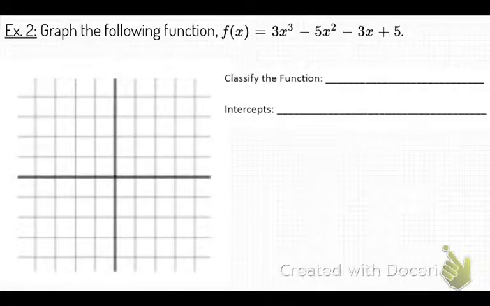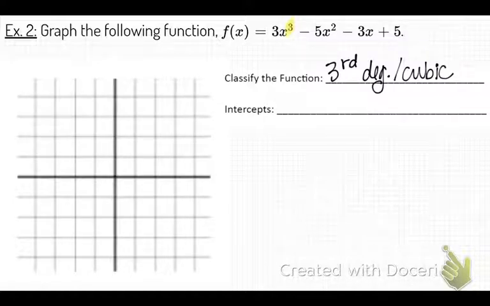Number 2 says graph the following function. F of x equals 3x cubed minus 5x squared minus 3x plus 5. It's a cubic. How do you know that? Because of the leading degree. Yes, that is a cubic. So this is 3rd degree, or a cubic. Do I have a given this time? No. So that means I just factor it.